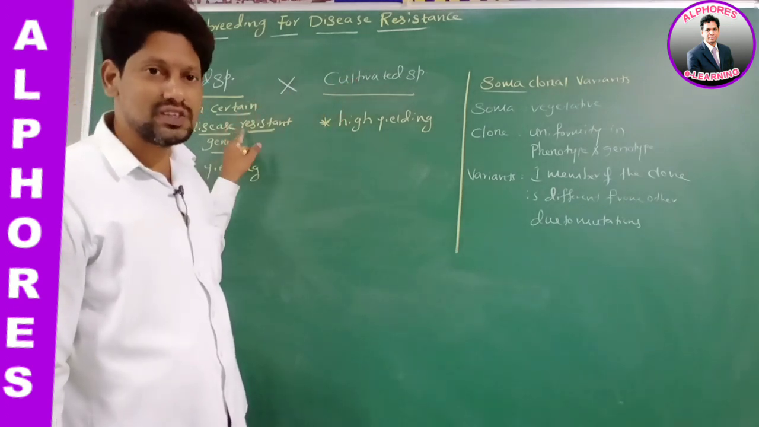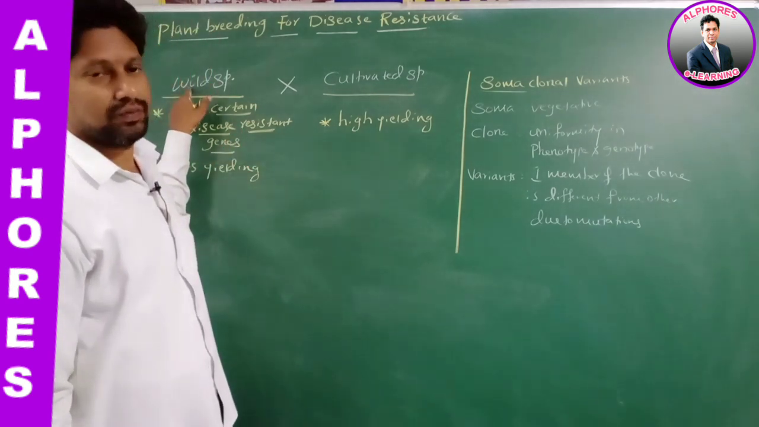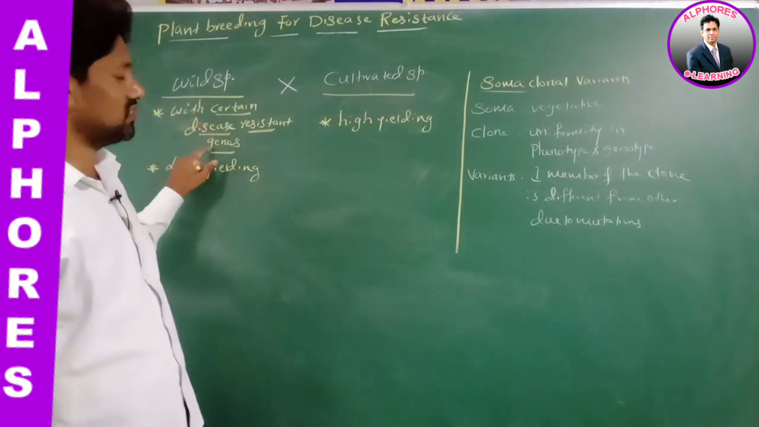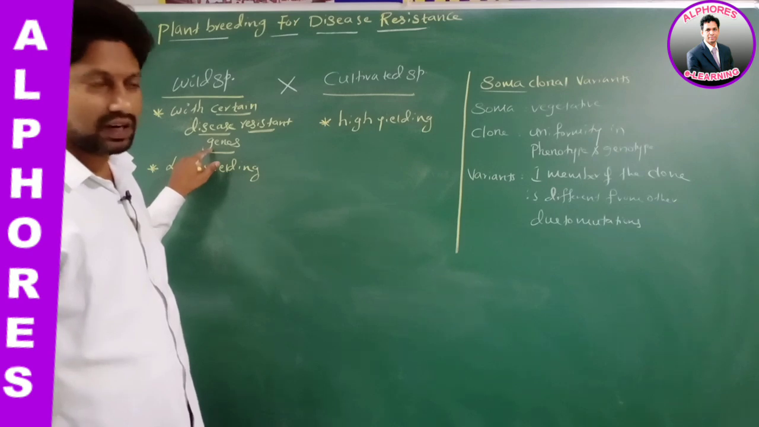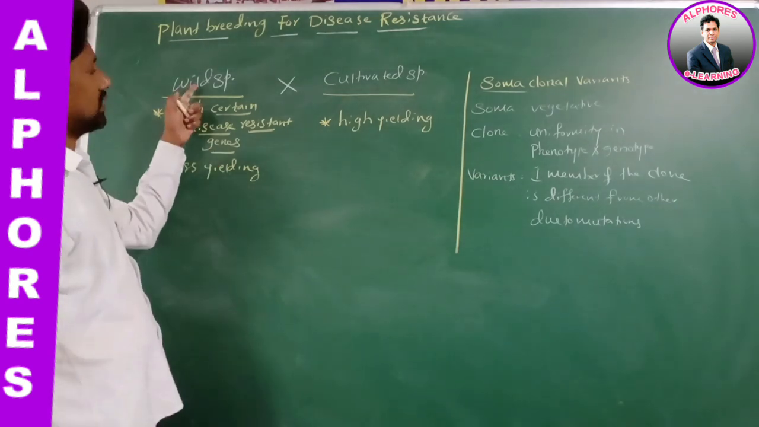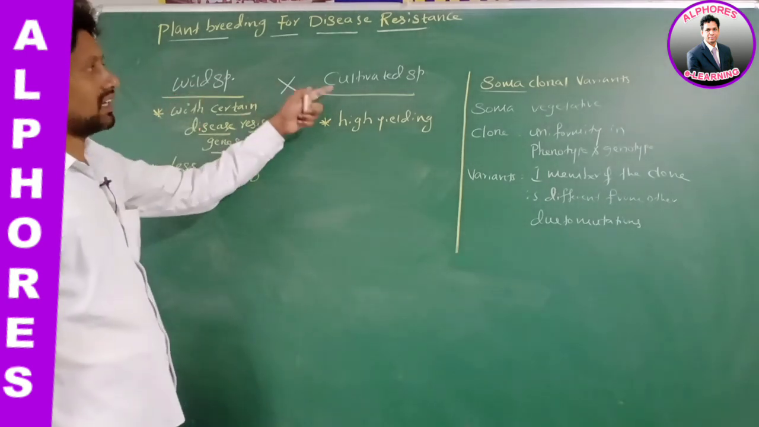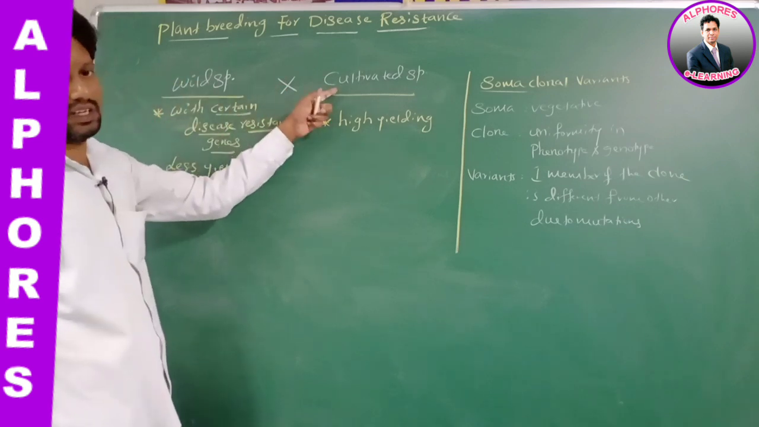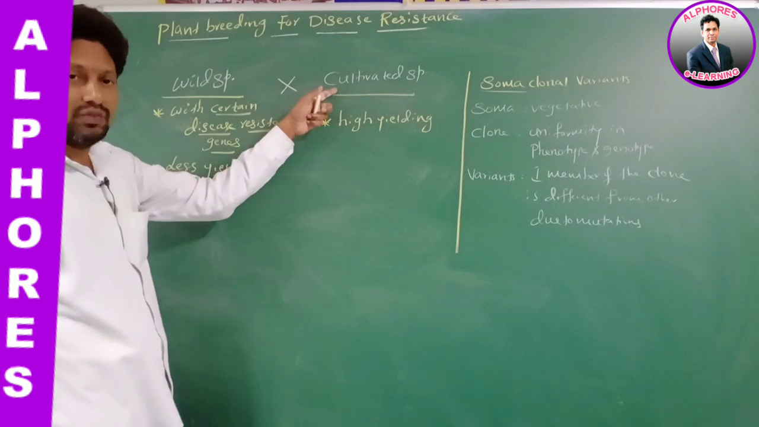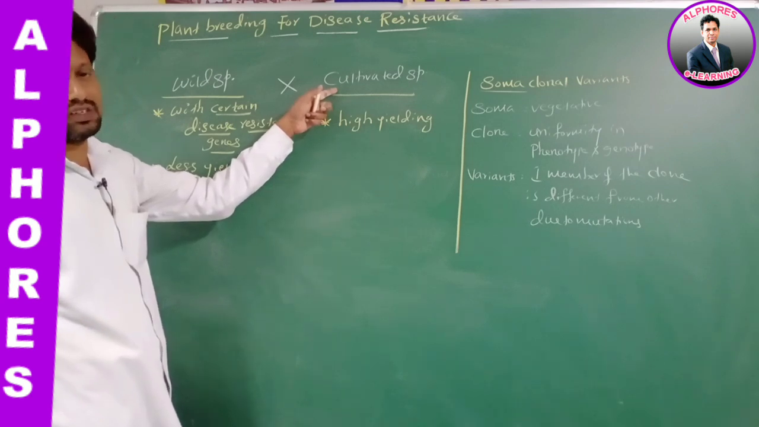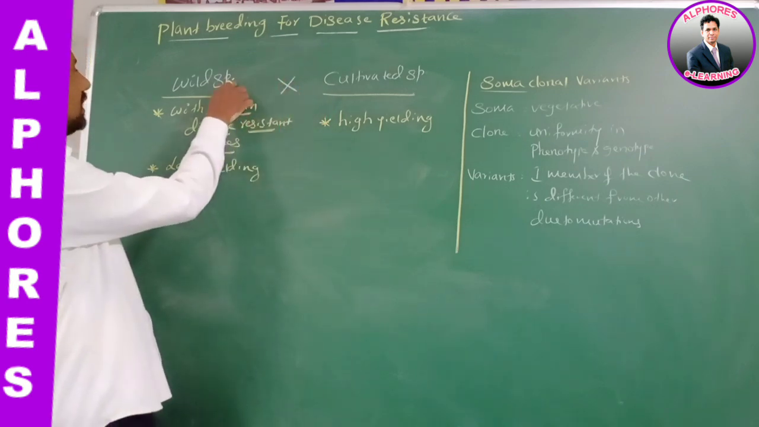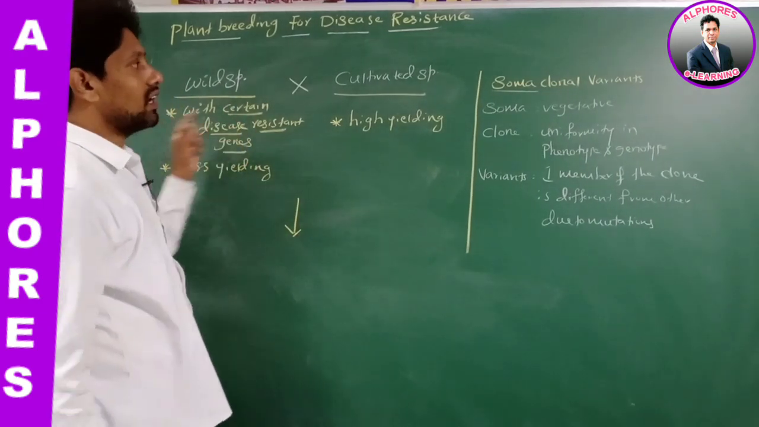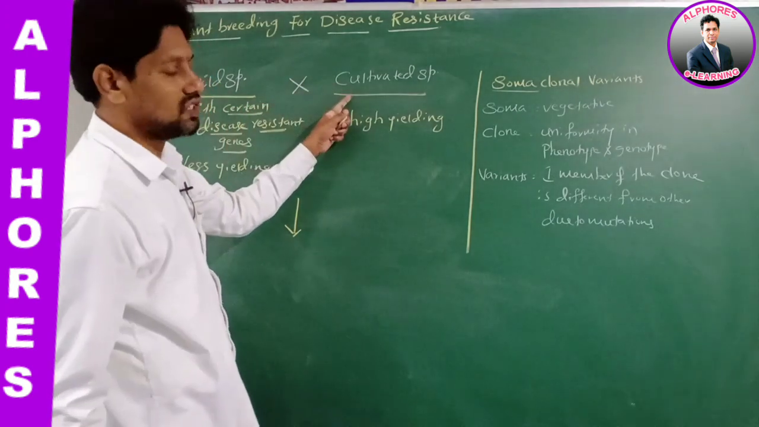Who is the donor of the disease resistant gene here? Wild species. Wild species is the donor of disease resistant genes here. Is this statement okay? Therefore, the source here is a wild species, and the target is the cultivated species. A cross is made between source and target. Then we will get a plant which is disease resistant. Wild species when crossed with cultivated species.